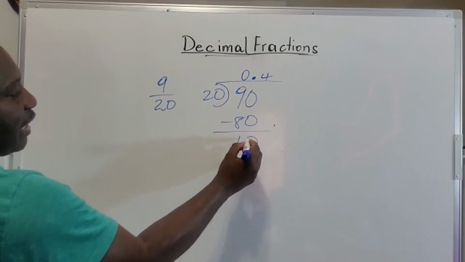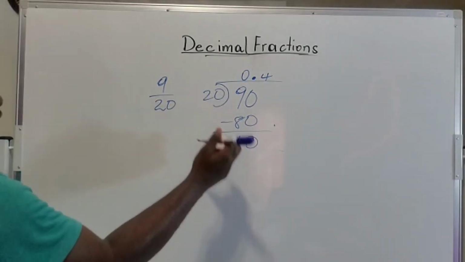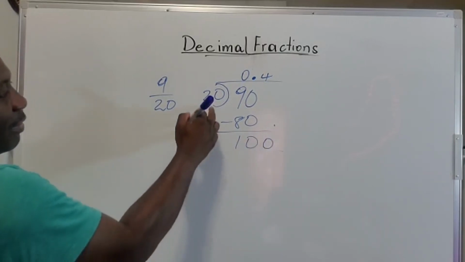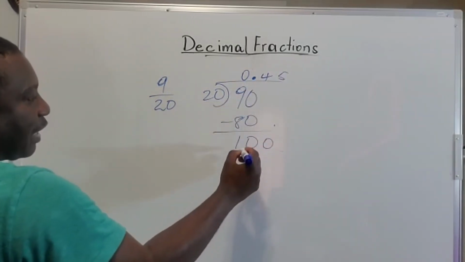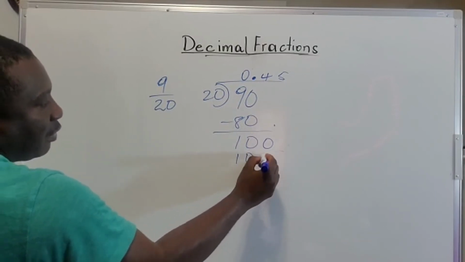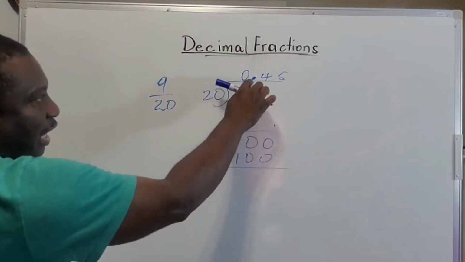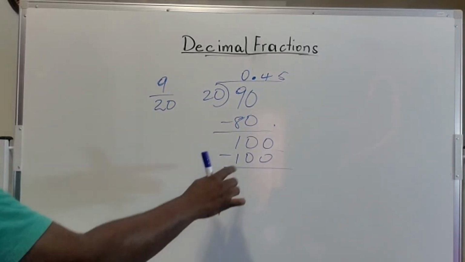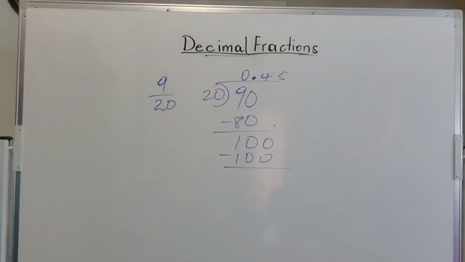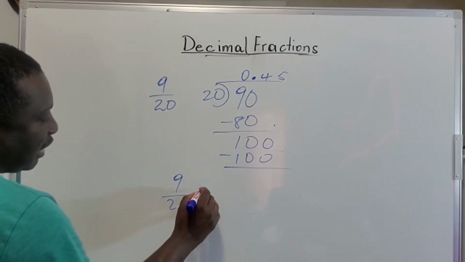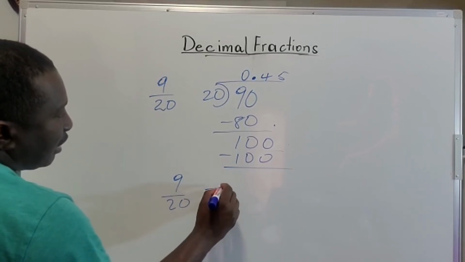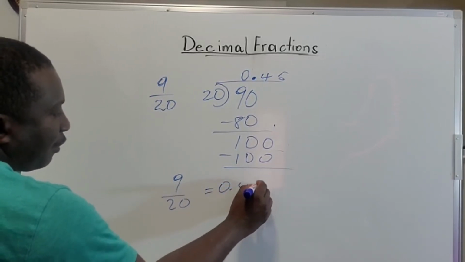Subtract, leaving us with 10. Again, add a 0. How many groups of 20 can I get out of 100? 5. 5 times 20 will give us 100. And note, guys, I put the decimal point once. I add a 0 here, and didn't put a decimal point again. So in other words, 9/20 in decimal would be 0.45.